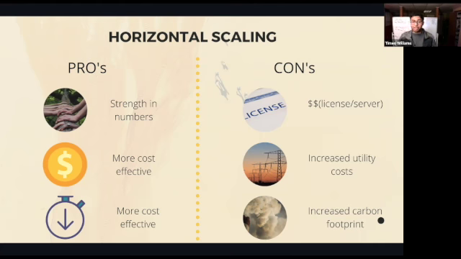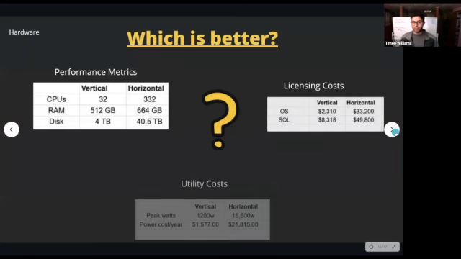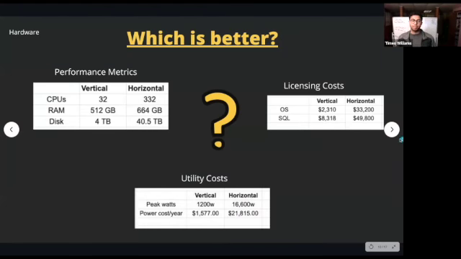There's also increased utility costs and an increased carbon footprint. So the question is, what do you choose? Do you choose vertical or horizontal? If I gave you $100,000 as a business and you had to choose between those two options, with a vertical scaling strategy, you just put the bulk of that money into one top tier server. In a horizontal strategy, that $100,000 can get you about 83 mid-tier servers.